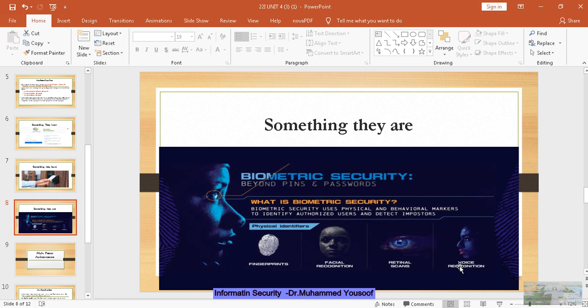The iris or retina scan, because the retina is different for different people. The iris or retina scan is actually scanned and stored in the database. It matches with the person who is trying to enter. If there is a match, he will gain access. If there is no match, he cannot gain access.